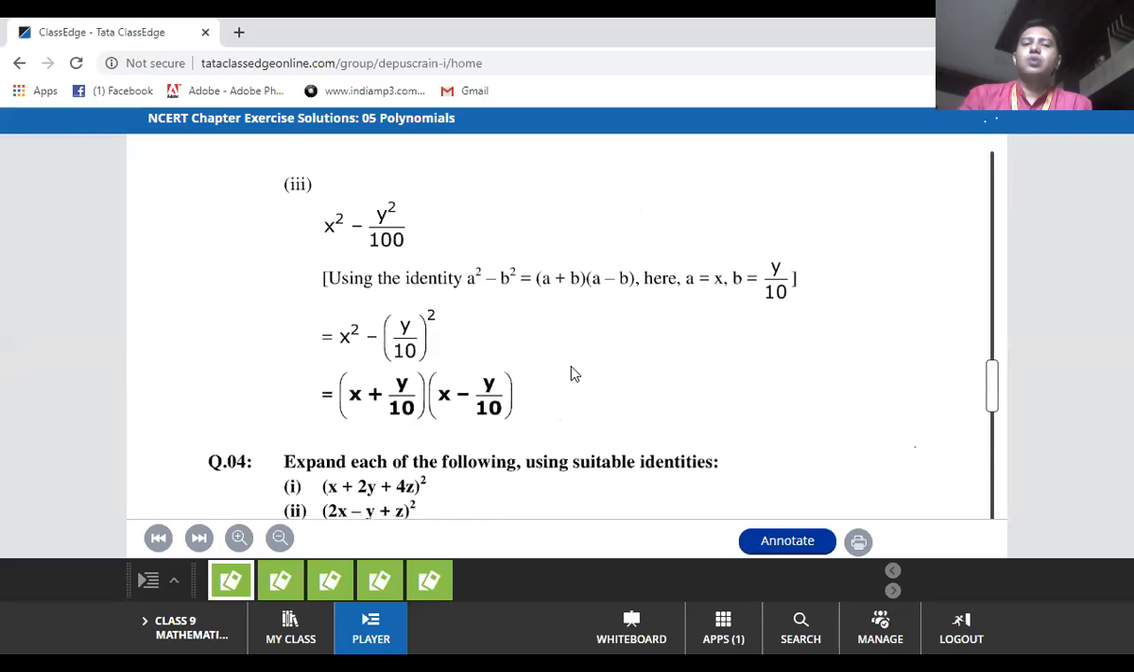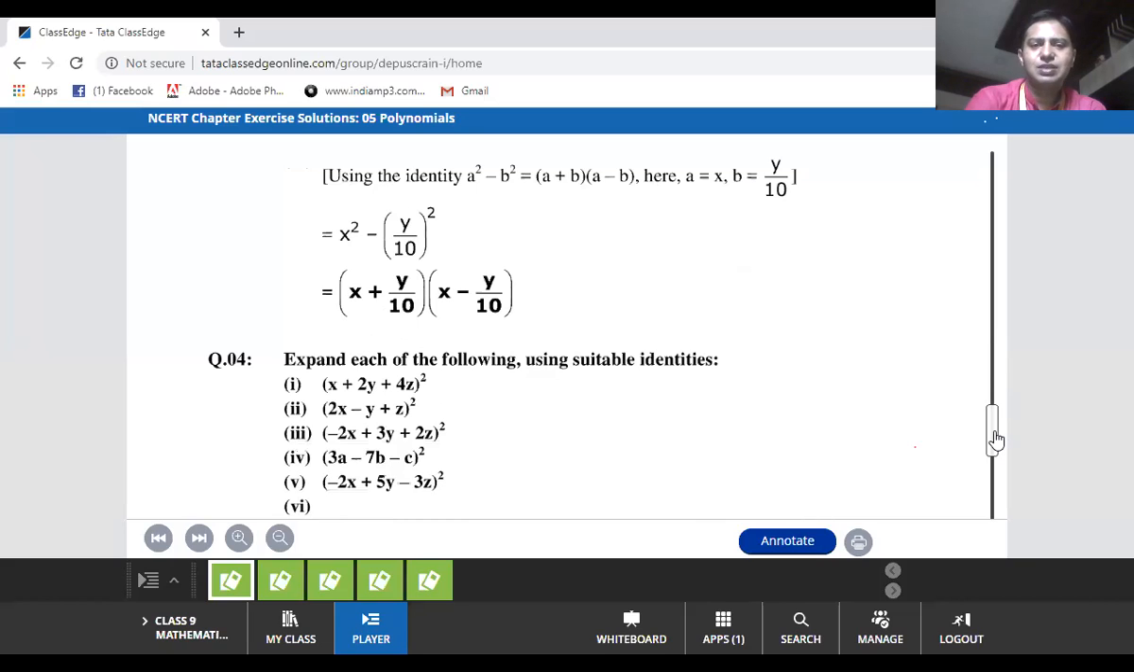As we know, a square minus b square is (a plus b) into (a minus b). Instead of a we have x, and in place of b we have y by 10. So we'll substitute the values: a plus b is x plus y by 10, and a minus b is x minus y by 10. So it will be x plus y by 10 into x minus y by 10. Now we'll apply the new identities, that is identity number 5 in question number 4.